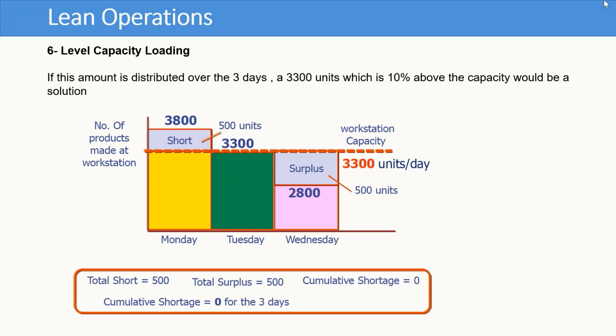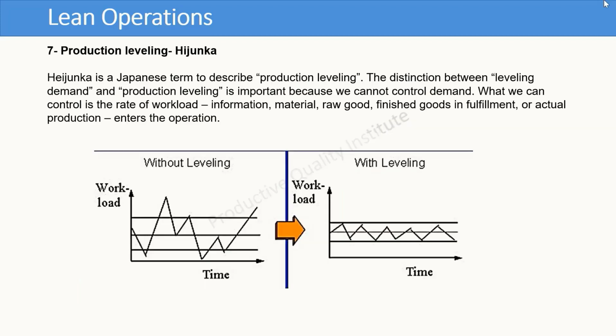If this amount is distributed over the 3 days, 3,300 units, which is 10% above the capacity, would be a solution. Then we will try to produce 3,300 units on Monday, Tuesday, and Wednesday. The cumulative shortage will be 0. Heijunka is a Japanese term to describe production leveling. The distinction between leveling demand and production leveling is important, because we cannot control demand. What we can control is the rate at which workload, information, material, raw goods, finished goods in fulfillment, or actual production enters the operation.